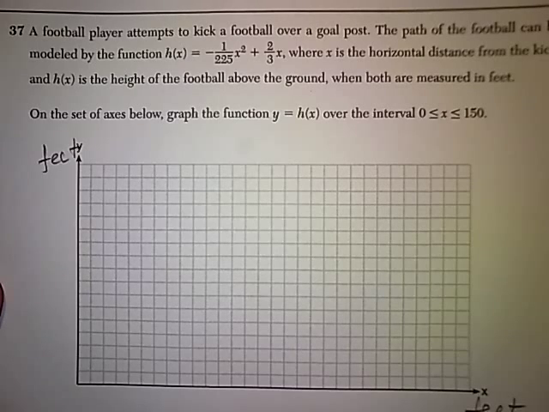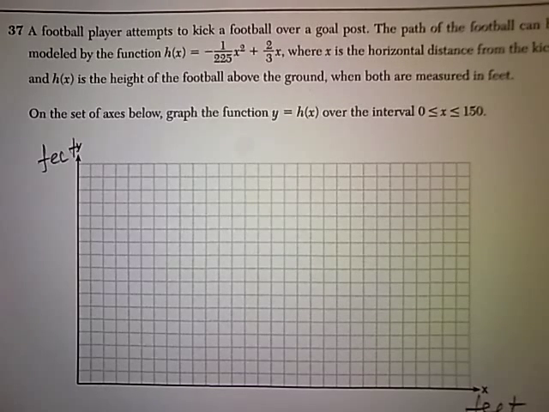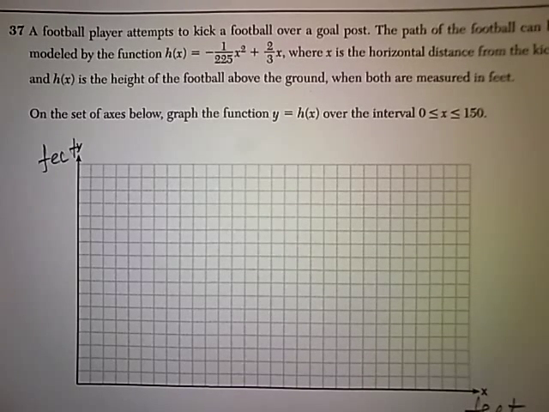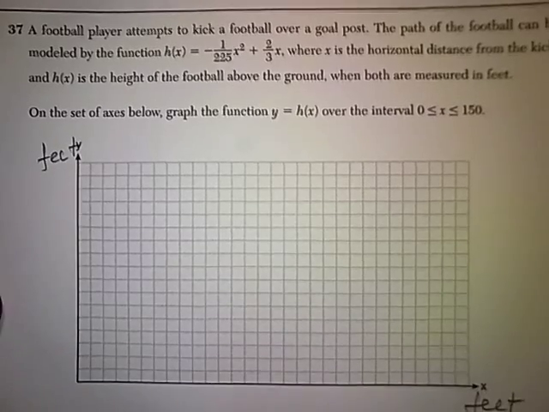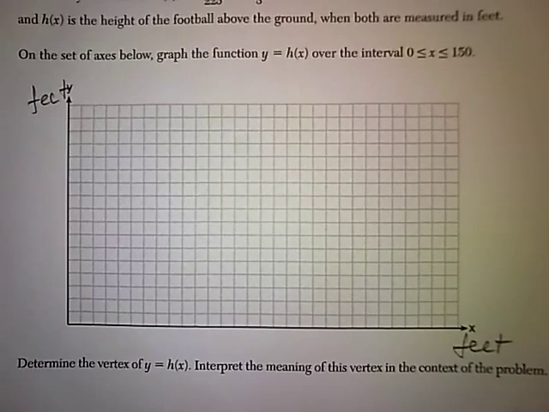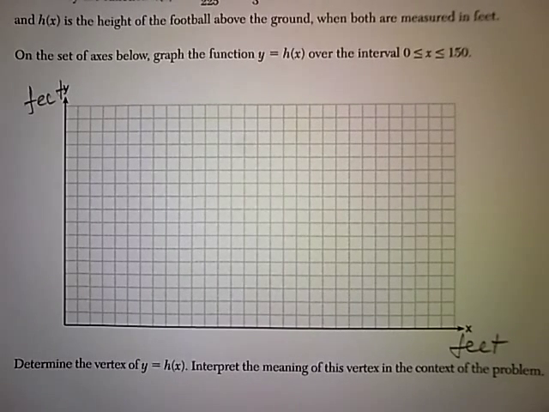On the set of axes below, graph the function y equals h of x over the interval x is between 0 and 150, or x is greater than or equal to 0 and less than or equal to 150. So the second question is: determine the vertex of the function h of x. Interpret the meaning of this vertex in the context of the problem.